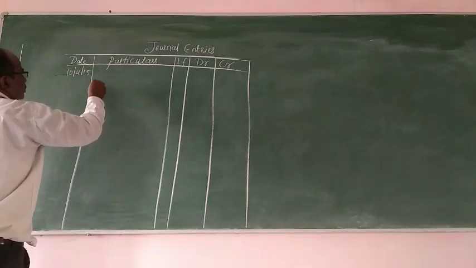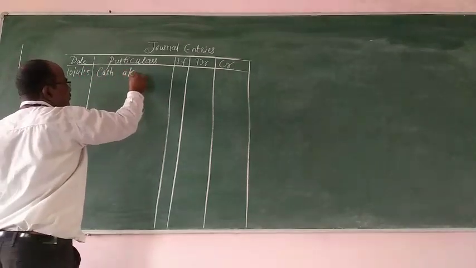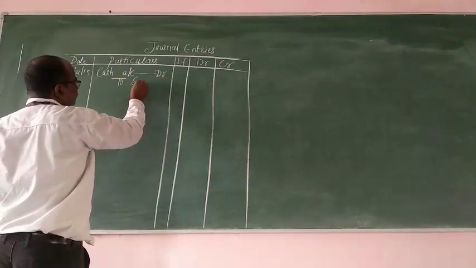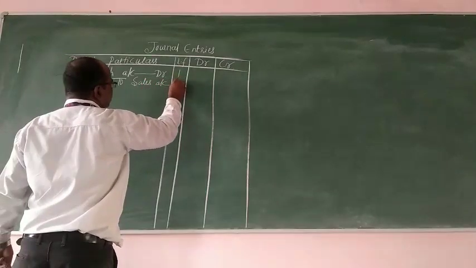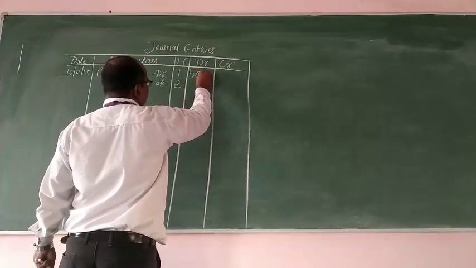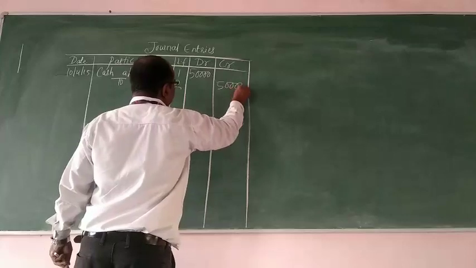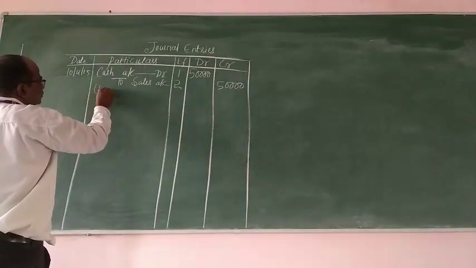10/4/2015. Cash account debit to sales account. Page number 1, page number 2. 50,000. 50,000. Being goods sold.